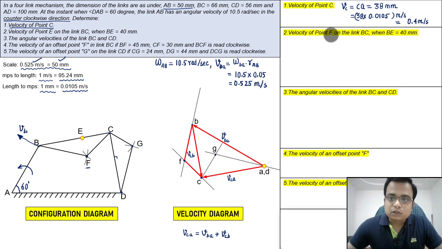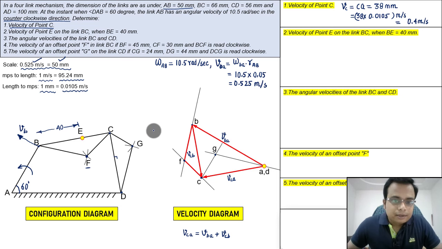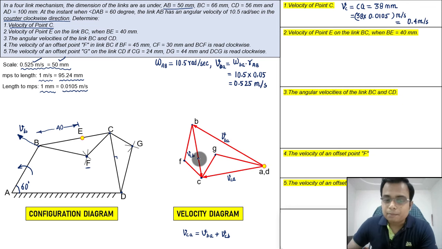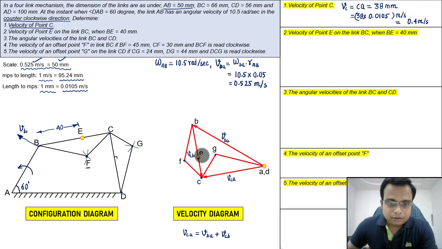Secondly, we need to work out the velocity of point E, this point. This point is somewhere along BC. Now this point is at a distance of how much? This distance has been given. Well, that's 40 millimeters. And this point will have a corresponding point over here also in the velocity diagram. How can that be worked out? We'll have it somewhere here. Let me put a point over here. But how can we locate that point? So watch carefully. Here we'll have point E.